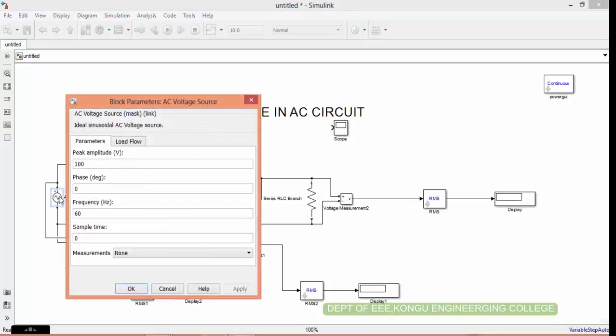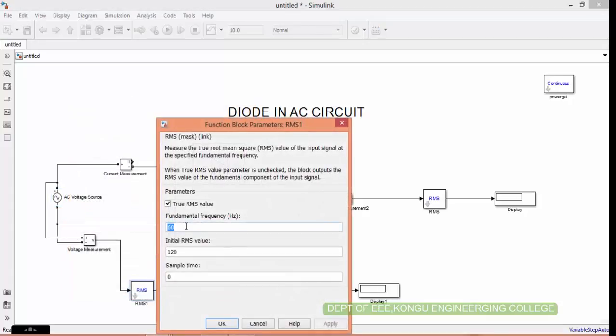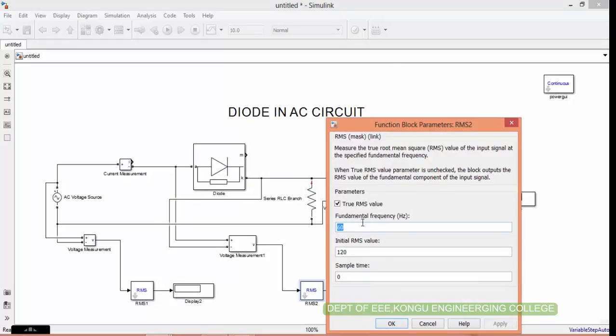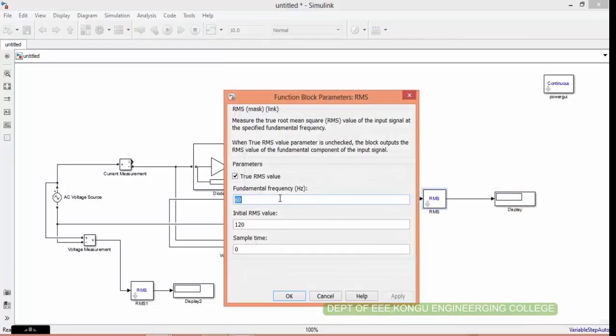Next, assign the value of the AC source. Peak amplitude is 220, frequency is 50 Hz. Now go to the RMS block and change the frequency from 50 to 20. Like this, we have to do for all the RMS blocks.